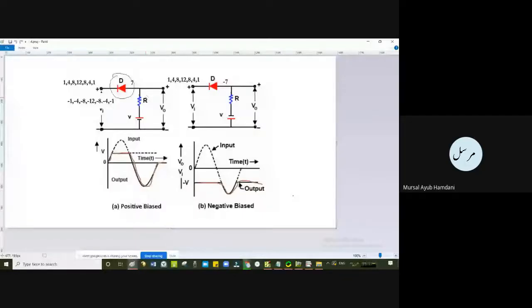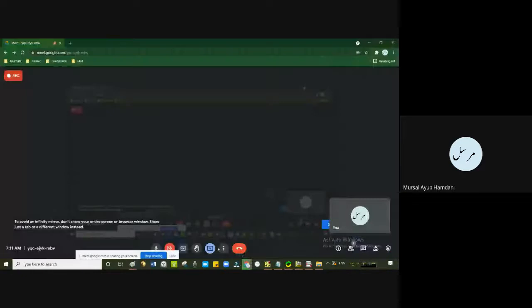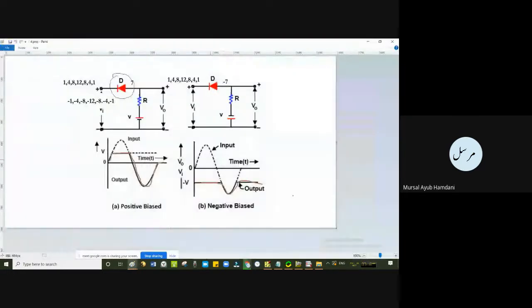With this resistor, we add a biasing voltage. Okay, we add a biasing voltage here. With this thing, we add a biasing voltage in series with the resistor. So now what will happen because of this? Because of adding this voltage, what will happen?